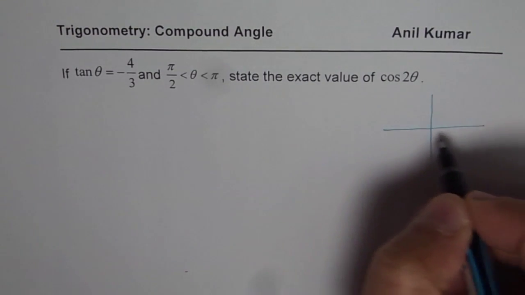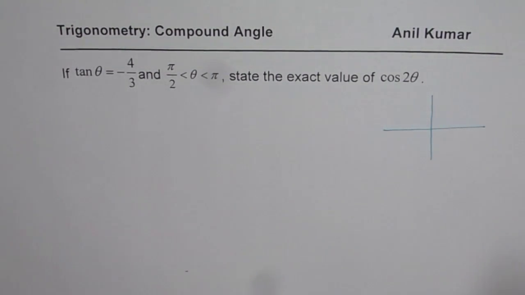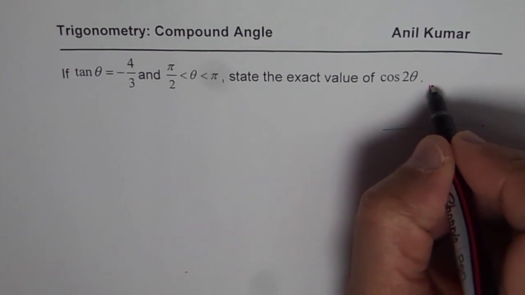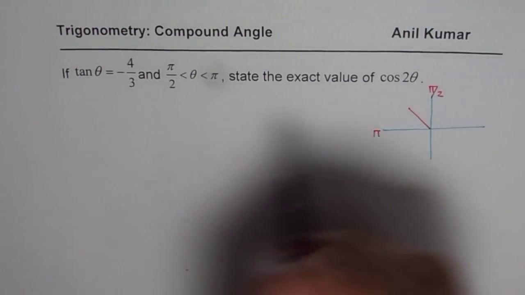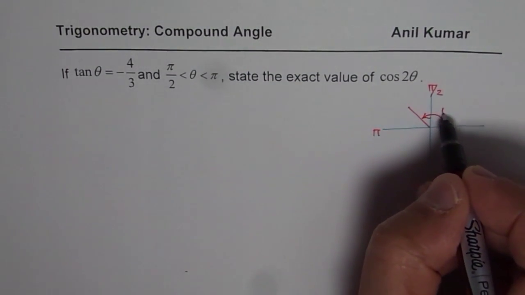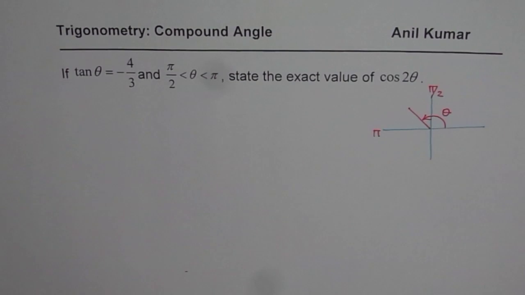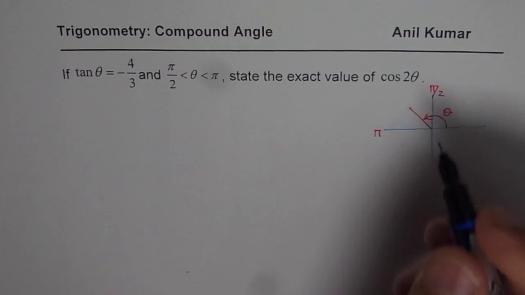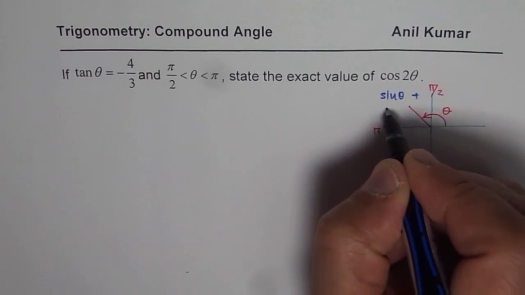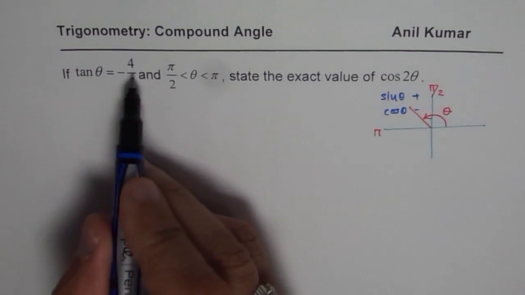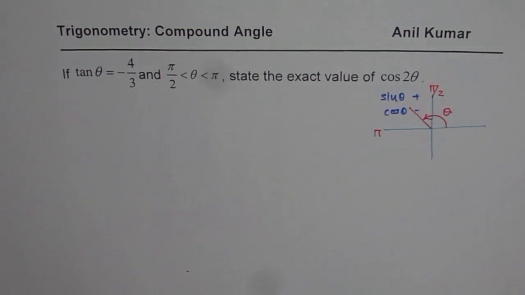So what we are given here is that in the coordinate plane, theta is some angle in quadrant 2, between pi by 2 and pi. So somewhere here we have theta. This is the angle theta we are talking about. Now in this quadrant, we know that sine theta is positive and cos theta is negative. Tan theta is already given to us as negative. So keep that in mind when you solve such a question.